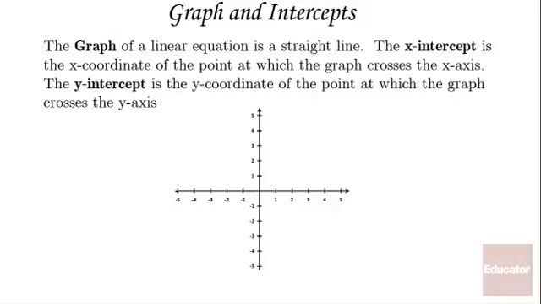The graph of a linear equation is a straight line, so it's linear. For example, a linear equation might look like this. So I have a straight line.